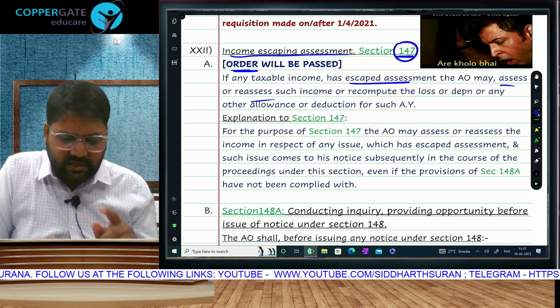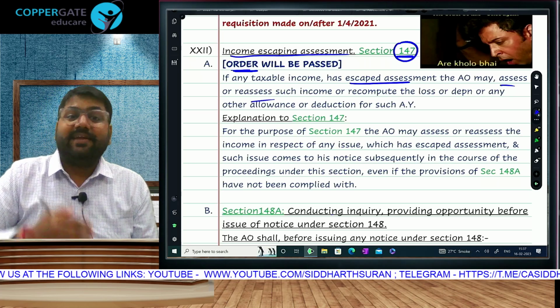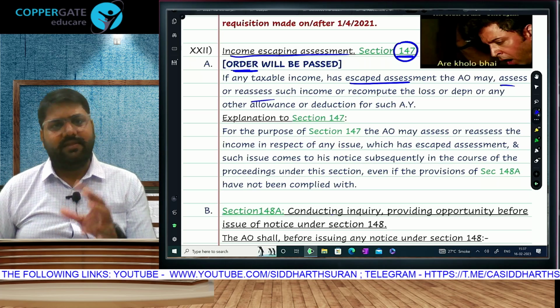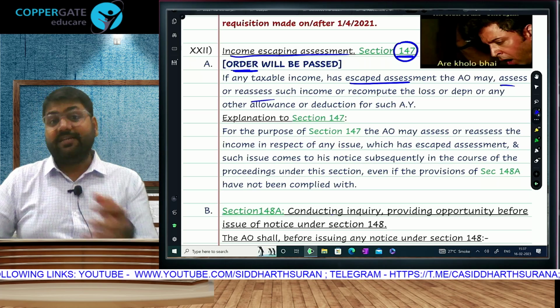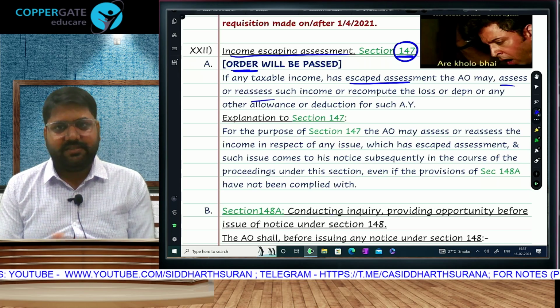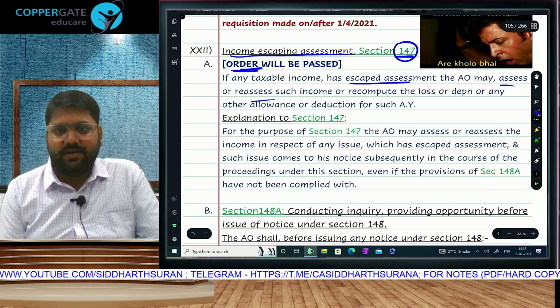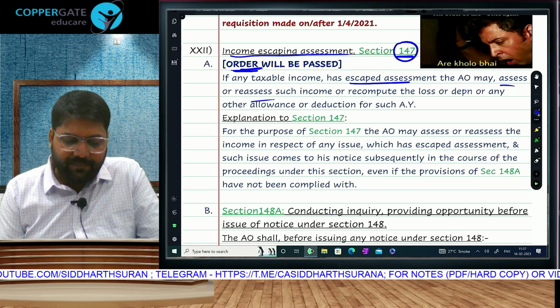obviously for which a long list of sections, notice of 148, the procedure that has to be followed under 148A, the time limit which is given in 149, the exceptions given in 150, some amendments also have taken place. So in principle, whenever there is income escaping assessment, the AO will pass your order, invoke proceedings and pass your order under section 147.